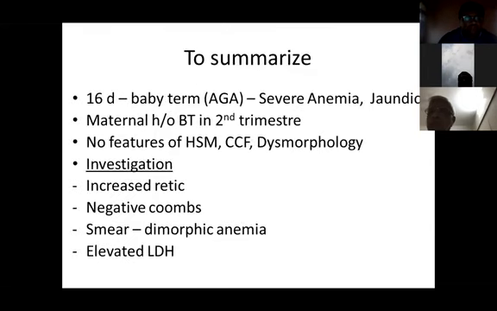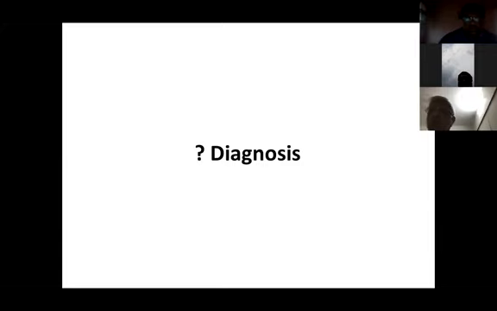It was not there. So to summarize, it is a 16-day baby presented with anemia and jaundice with maternal history of blood transfusion in second trimester. There were no features of hepatosplenomegaly, no CCF, no dysmorphology. On investigation, retic count was on the higher side, negative Coombs, smear was suggestive of dimorphic anemia, and there was elevated LDH. So what do you think is the diagnosis? This is just to stimulate ourselves before we go on to the actual discussion of anemia.